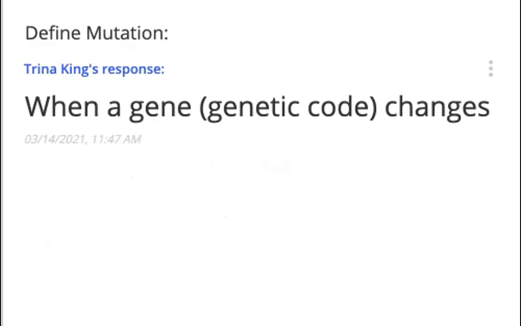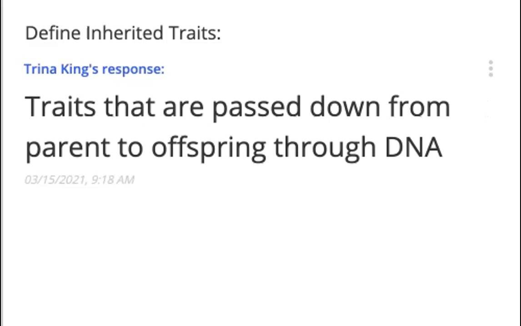Number 22, mutation is when a gene or genetic code changes. So we're on number 22. We only have a few more, and then we're going to take our final break and let you do that quizzes. All right. We then have inherited traits. These are what you get from your parents. So they're passed down from parent to offspring.